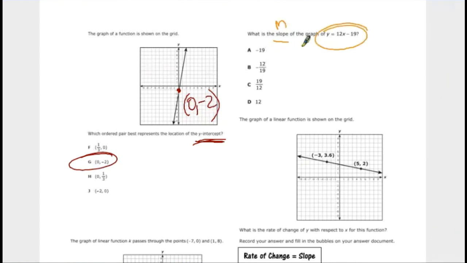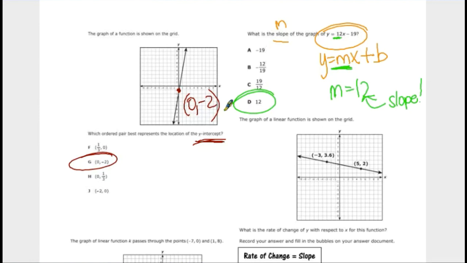Okay, the next problem at the top right says, what is the slope, or m, guys, of the graph y equals 12x minus 19. So this is in the form of that slope-intercept form that we talked about. Y equals mx plus b. And if my slope is m, that's then whatever number is in front of x, and that number is 12. So that means m equals 12, and that is our slope. So our answer is going to be D.